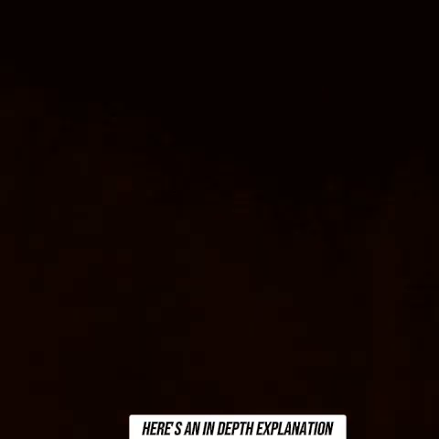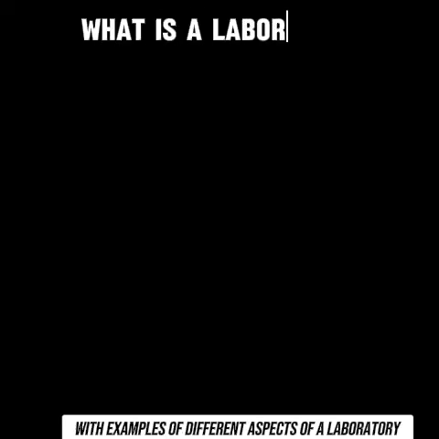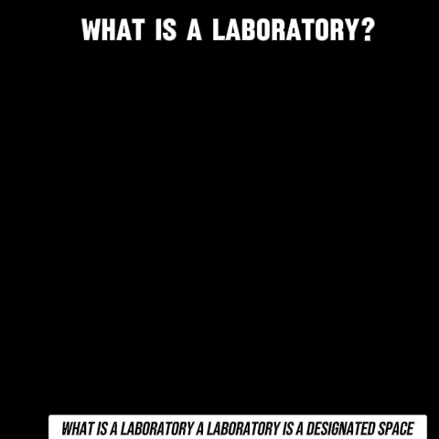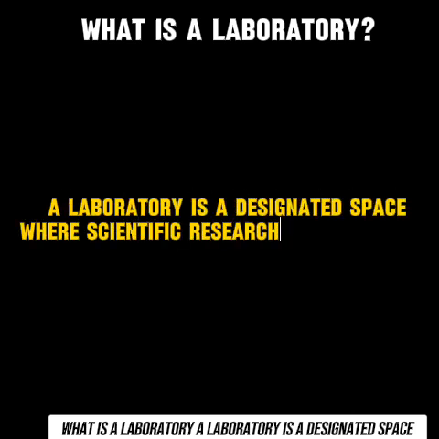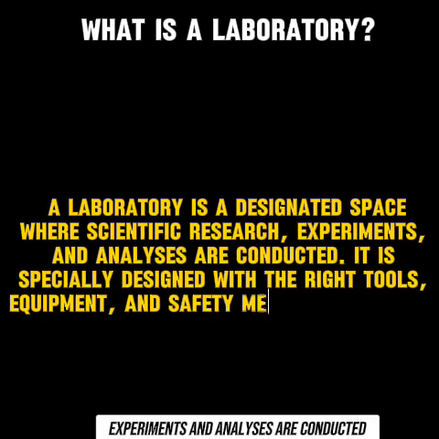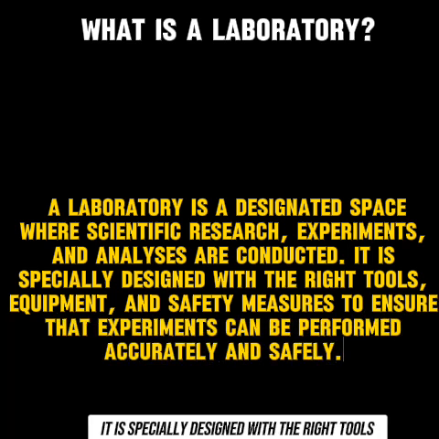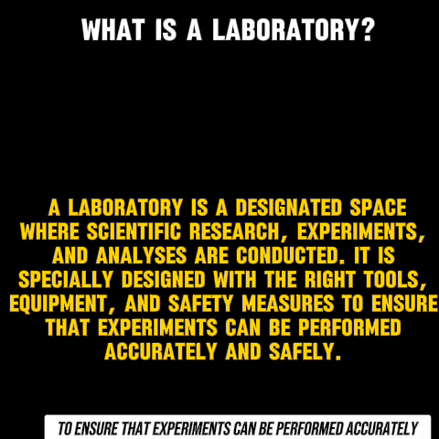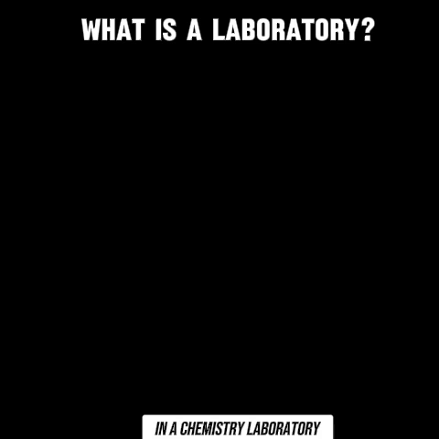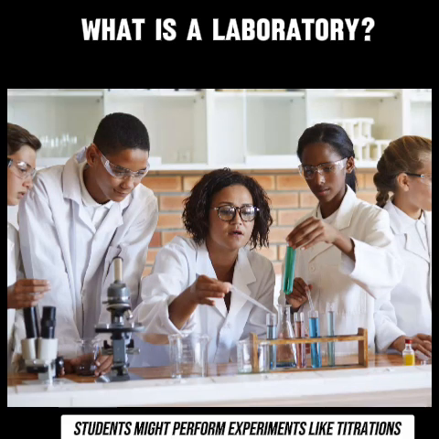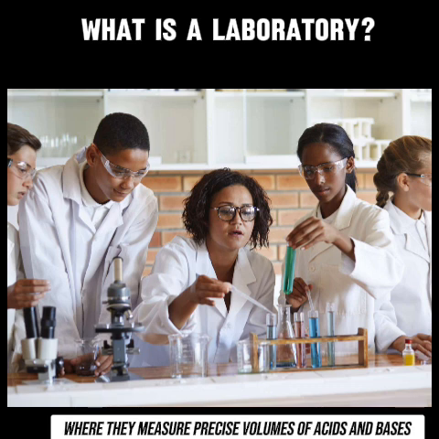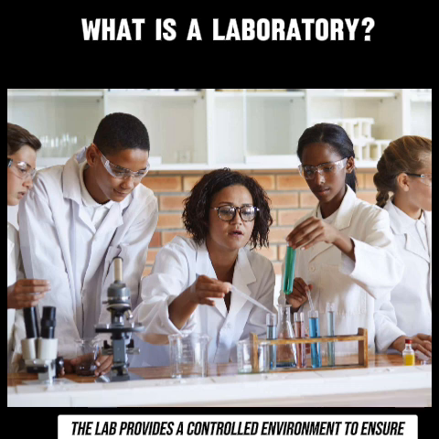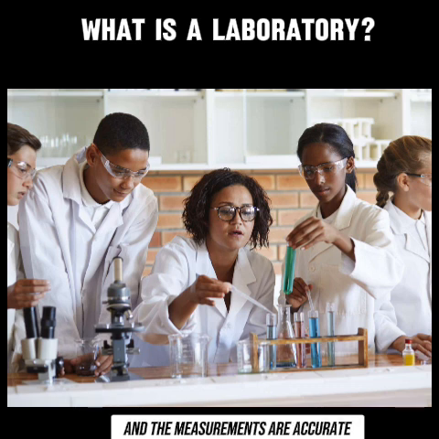Sure, here's an in-depth explanation with examples of different aspects of a laboratory, including the equipment and safety rules. What is a laboratory? A laboratory is a designated space where scientific research, experiments, and analyses are conducted. It is specially designed with the right tools, equipment, and safety measures to ensure that experiments can be performed accurately and safely. Example: in a chemistry laboratory, students might perform experiments like titrations, where they measure precise volumes of acids and bases. The lab provides a controlled environment to ensure the reactions are safe and the measurements are accurate.